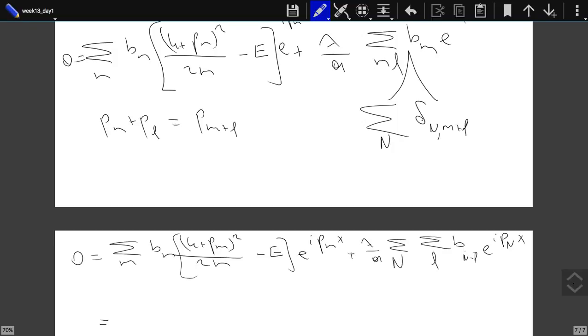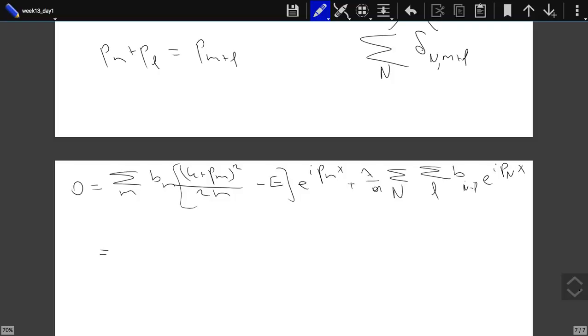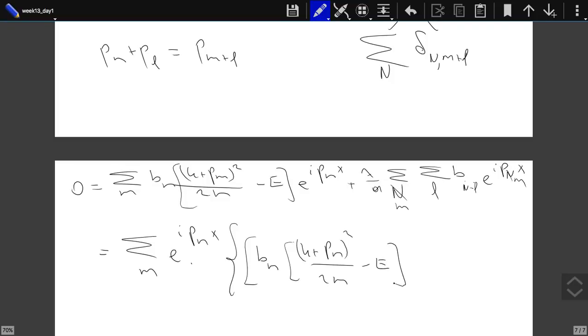Now, what are the limits of the remaining L summation? They're all from minus infinity to infinity, no? Yes. Now let me just rename n to m. So what remains is a summation over m, e to the power i Pm x, times Bm (k plus Pm) squared over 2m minus E plus lambda over a sum over L of B of m minus L. This should be 0. But then the coefficient of e to the power i Pm of x should be 0.